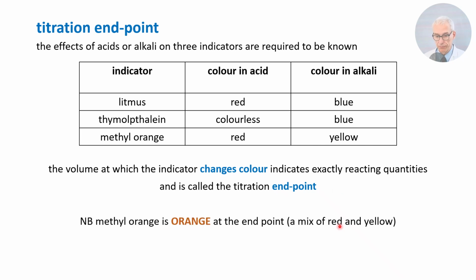Please note, methyl orange is orange at the endpoint. It's a mix of red and yellow. Not all students or chemists can detect that orange color. So we definitely go from red to yellow or yellow to red, depending on what's being added to what. But the exact endpoint is known to be orange, though not all chemists are able to detect that.